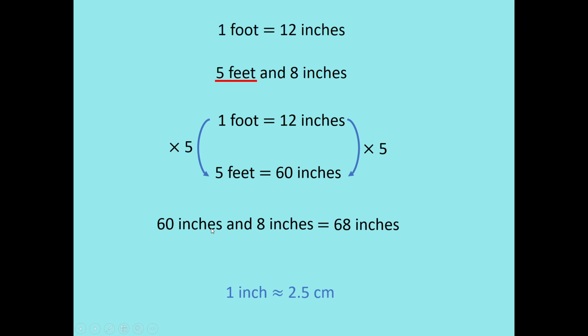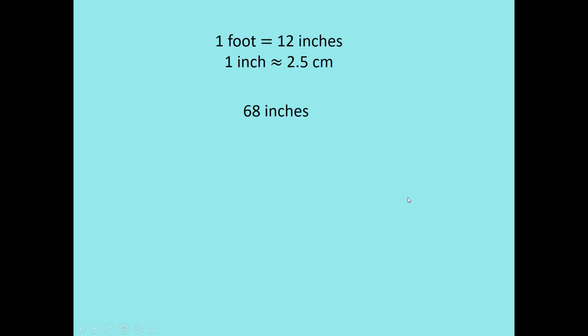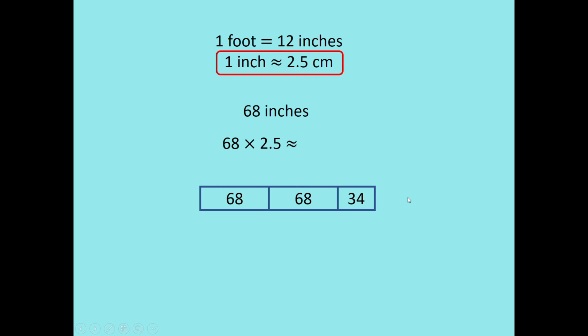Now if I wanted to know how tall he is in centimetres, I know that 1 inch is roughly, approximately 2.5 centimetres. How would I do that? Well, I need to multiply 68 by 2.5 to give myself an approximate height answer to how tall he is in centimetres. Have a go at that, please, and unpause when you're ready to hear the answer. So, 68 multiplied by 2.5, 170 centimetres.